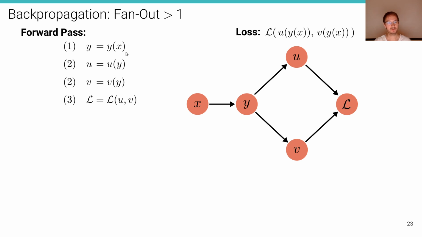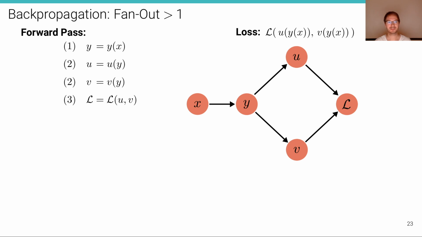So the forward pass in this example looks as follows. Y is computed as y of x, so it's this function of x that we evaluate at the input x. And then we evaluate u of y and v of y. These are these two here. I use the same index here in this enumeration because they are processed at the same time, basically. They're branching out and processed at the same time. And then we have L, which depends on both u and v. Okay.